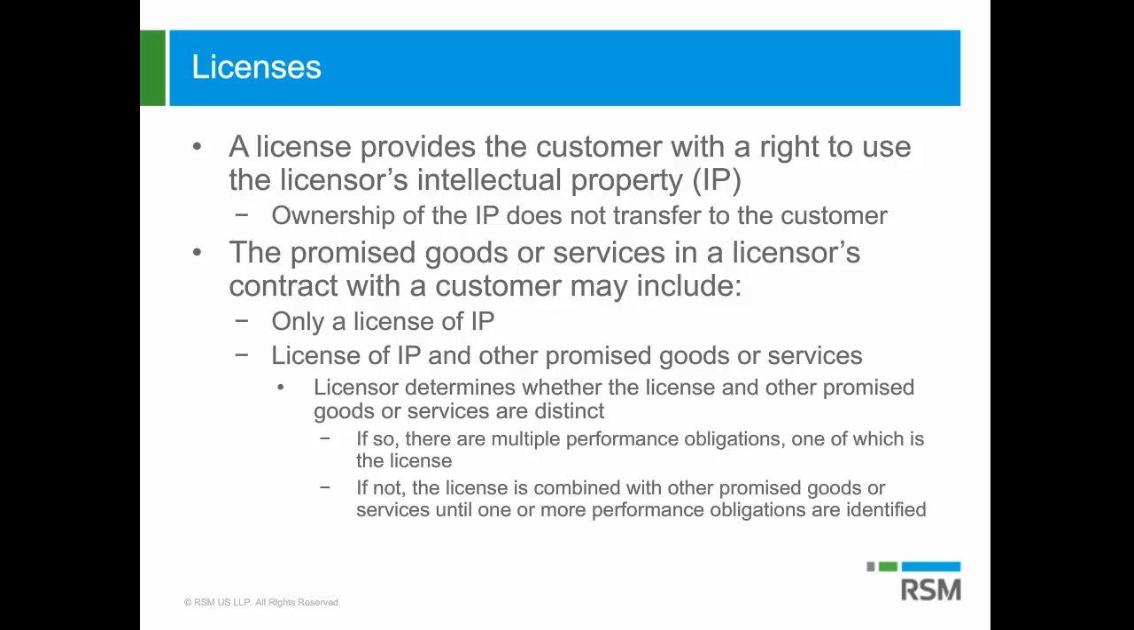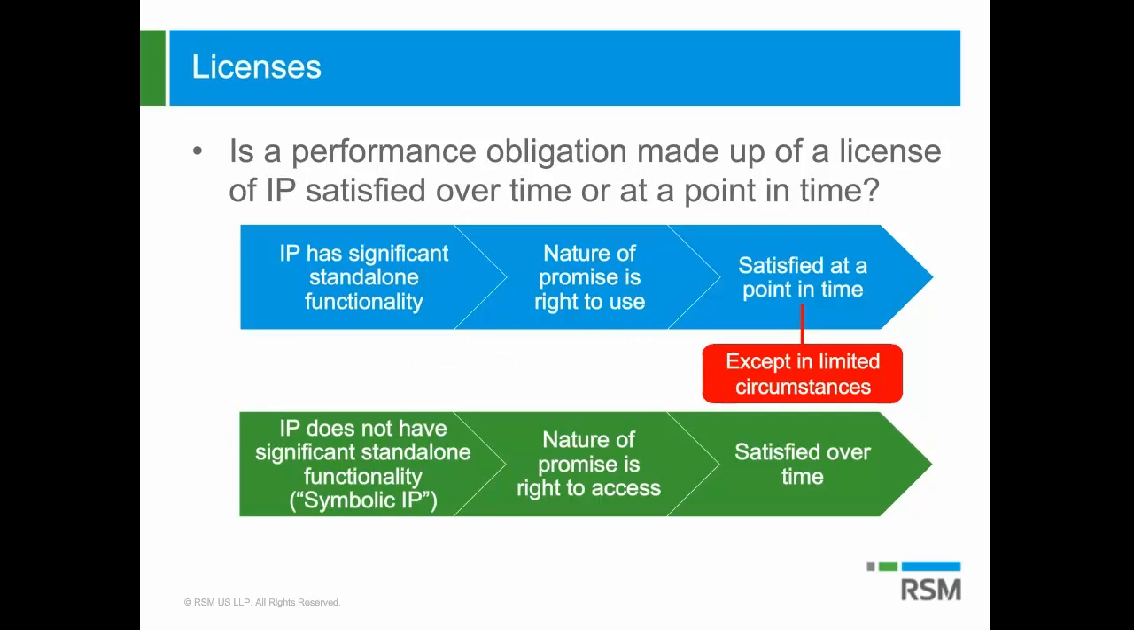So let's assume you have a situation where you have just a license, or you're accounting for that license as its own performance obligation even though you have multiple items. So the key item to evaluate here is, do I recognize that license at a point in time, when I transfer the right to use that license, or do I recognize that license over time, as the customer has the right to access that license?